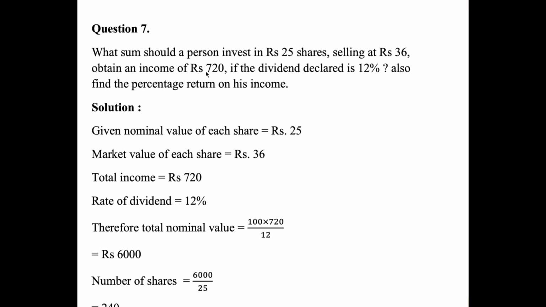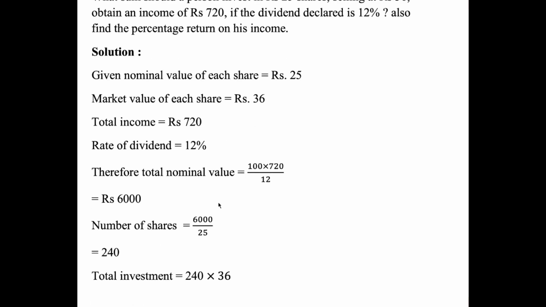What sum should a person invest in rupees 25 shares selling at rupees 36 to obtain an income of rupees 720 if the dividend declared is 12%? Also find the percentage return on his income. So given the nominal value of each share, that is 25, market value 36, total income rupees 720, rate of dividend 12%, each and every piece of information is given. So therefore the total nominal value is 720 divided by 12 into 100, that comes to 6,000 rupees.